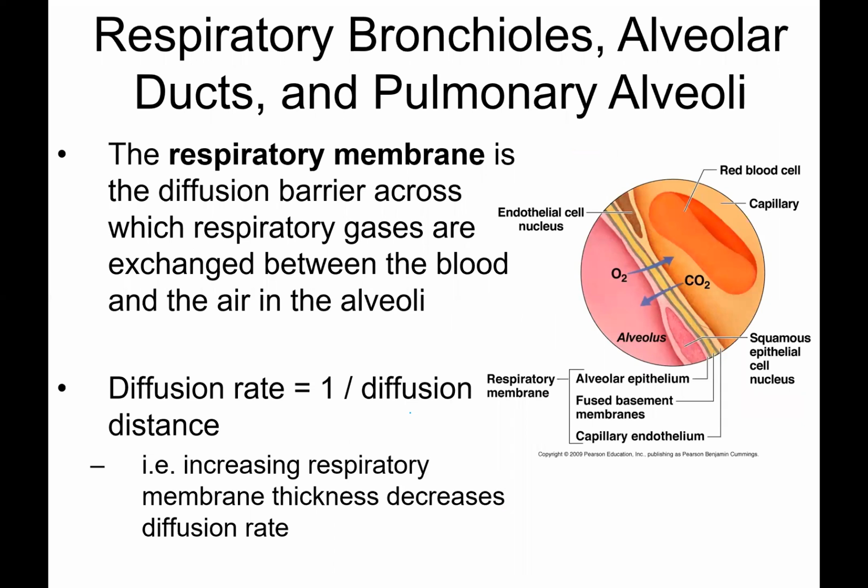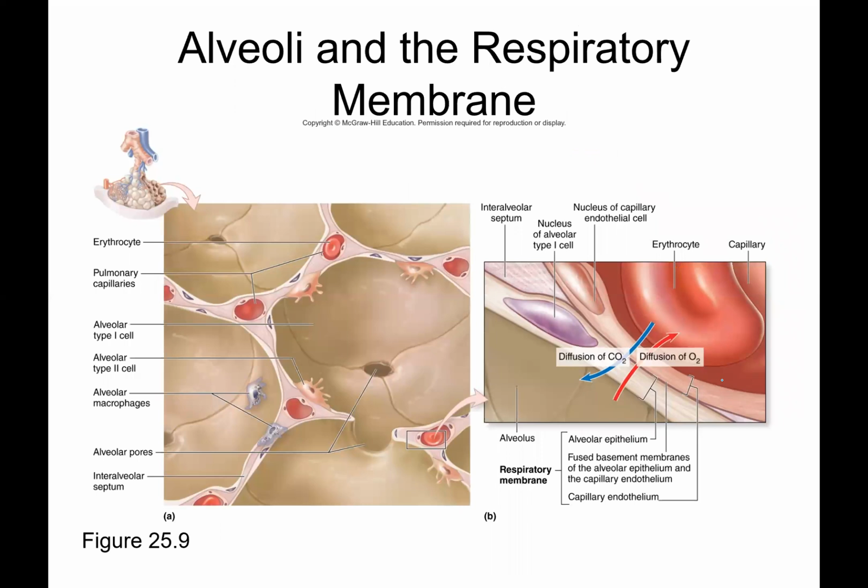Here's that gas exchange we drew out earlier. The very thin membrane where carbon dioxide and oxygen can diffuse. Another nice picture of that, the diffusion of CO2 and oxygen. There's a dust cell right there, an alveolar macrophage.